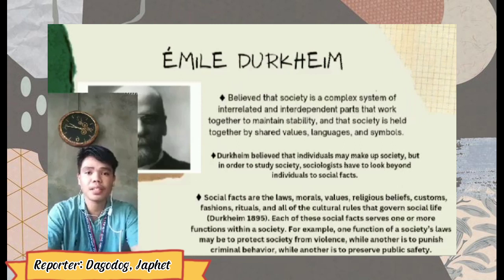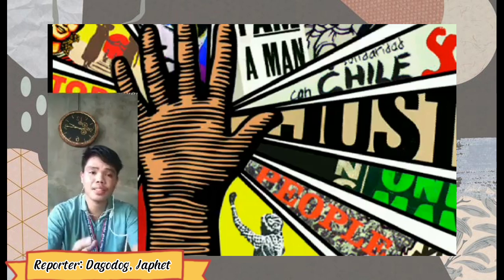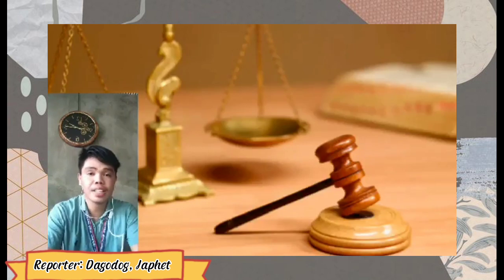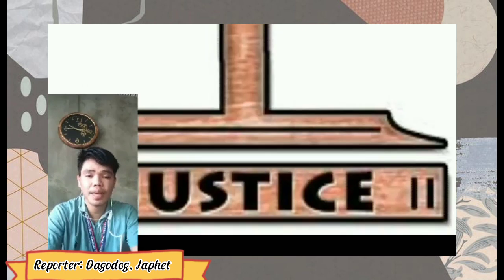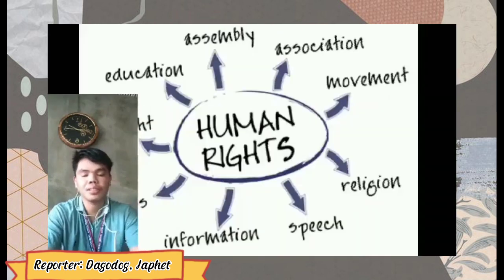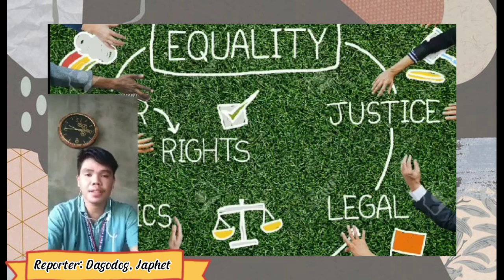Each of these social facts serves many functions within a society. For example, one function of laws may be to protect against violence, while another is to punish criminal behavior, while another is to preserve public safety. At this point, in an in-depth analysis, this is where we are able to construct ideas about what we call rights and ethics. These are important in order to maintain the stability of independence, liberty, freedom, equality, and peace, as well as value, love, and respect for multicultural aspects.